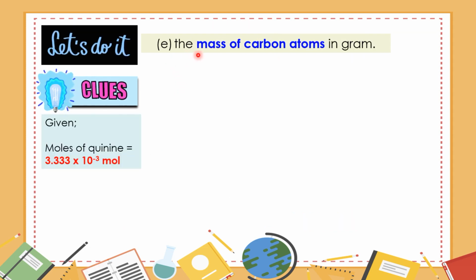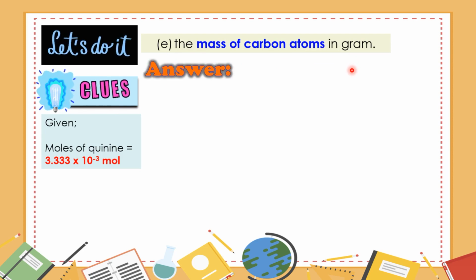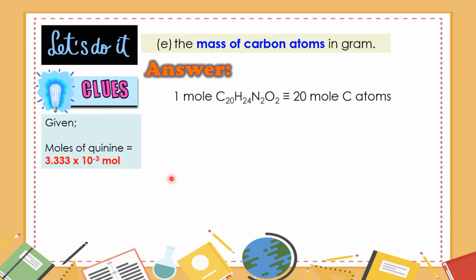For question E, calculate the mass of carbon atom in grams. For this calculation, it involves 2 steps. The first step, you have to calculate the number of mole of carbon atoms. As we already know, 1 mole of quinine consists of 20 mole carbon atoms.